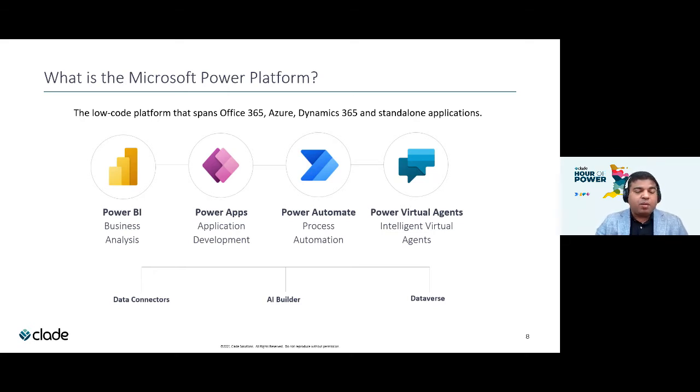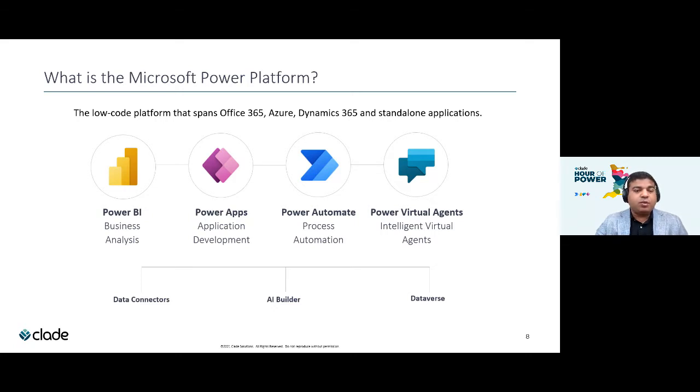So for example, Power BI. Power BI is a data visualization platform. It can connect to any kind of data source and create really nice, interactive visualizations using your data. Power Apps is an application development platform. You can build applications for internal users, external users, and all via configuration.